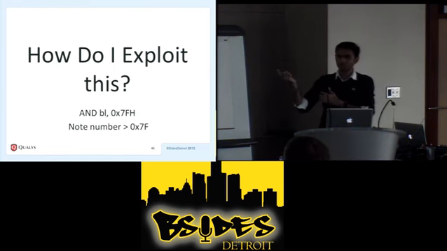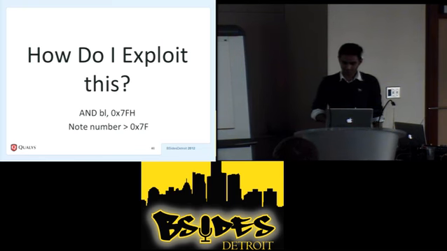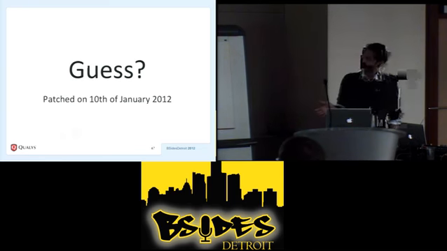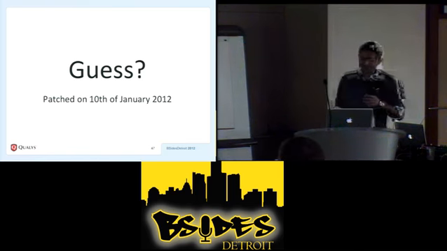I cannot show you a proof of concept for this because it's a MIDI file, but I'll be putting it on my blog post, and you can download the proof of concept exploit from there if you want. This patch was released on the 10th of January 2012. Can anyone guess when was the first time a malware was found in the wild exploiting this vulnerability? The 11th.